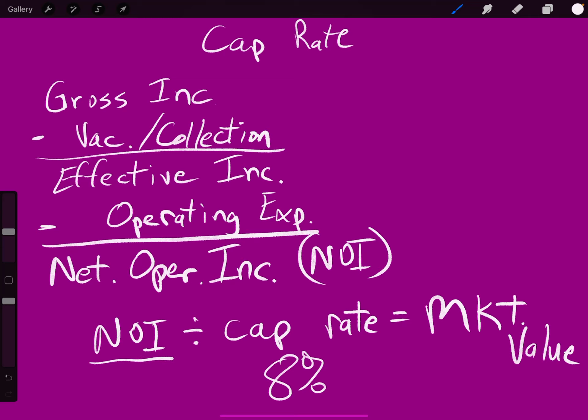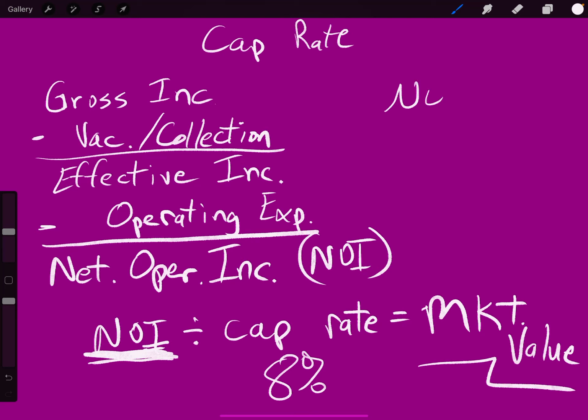Then you know your net operating income because you looked at the financial statement of the actual property you're considering buying. So you take that net operating income, you divide it by the cap rate. That's going to tell you the market value of the property.